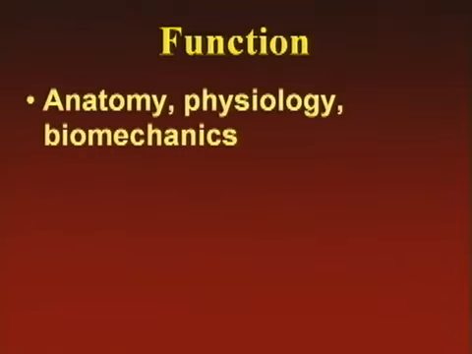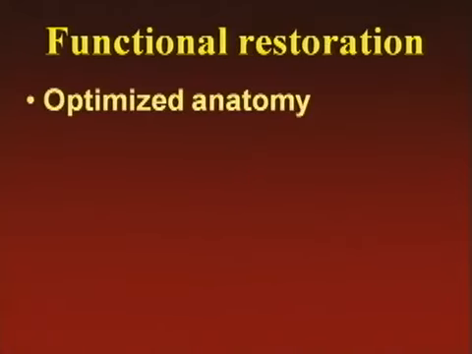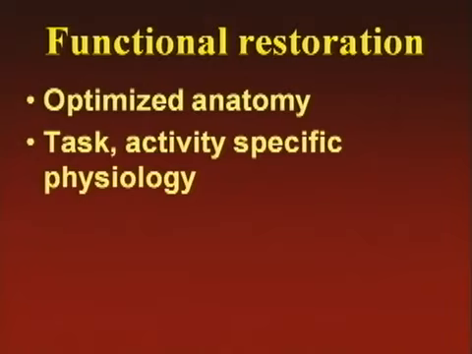Function requires optimized anatomy and requires physiology, flexibility, strength, balance, all these things we were talking about, and it requires mechanics, the movements that you have to have. So you have to have all of those things. And any rehabilitation situation you're talking about, whether it's non-operative, post-operative, post-traumatic, involves some elements, either because of the injury itself or the problem or the result of what you did to them, has all three of these elements together. Functional restoration requires optimized anatomy, and then you need to talk about task specific.